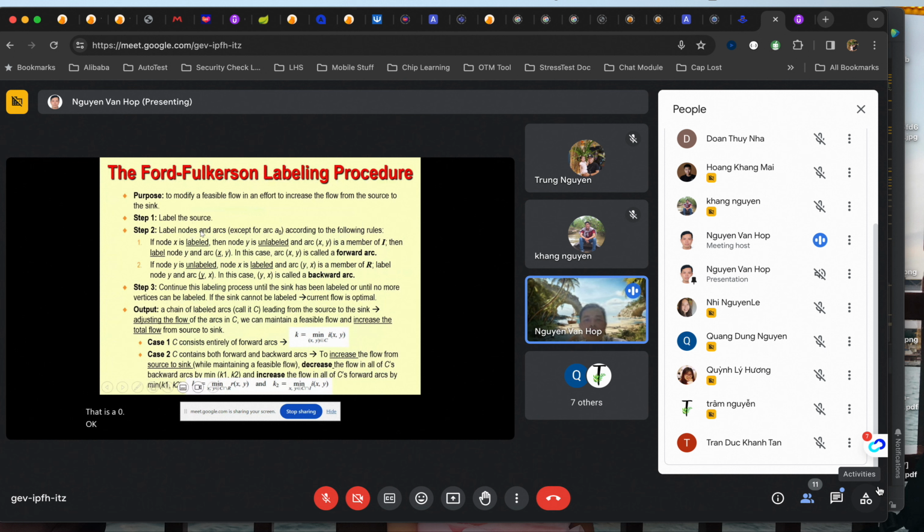We label the node and arc except the artificial arc.